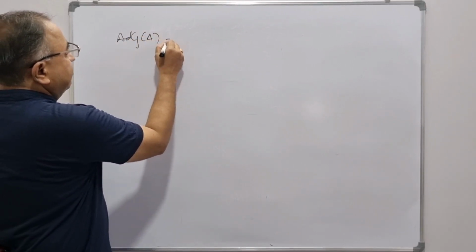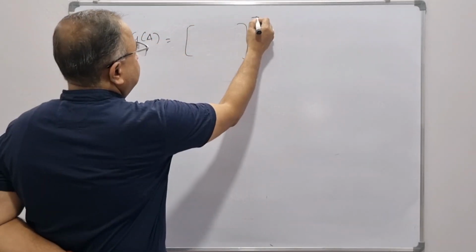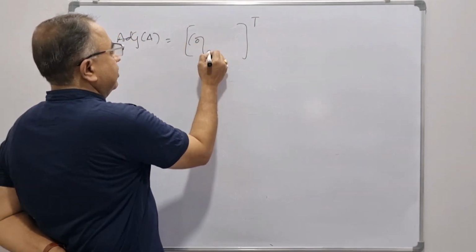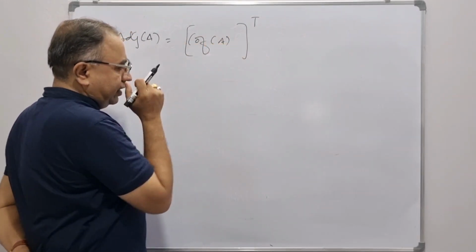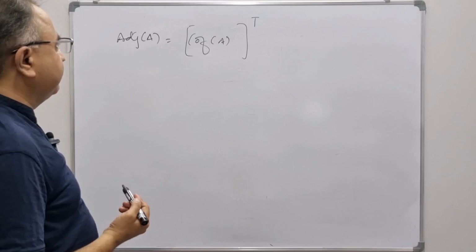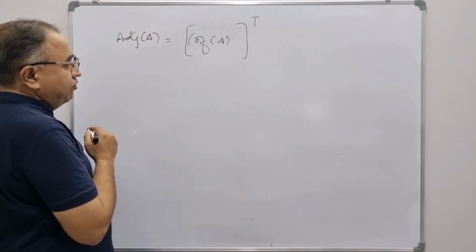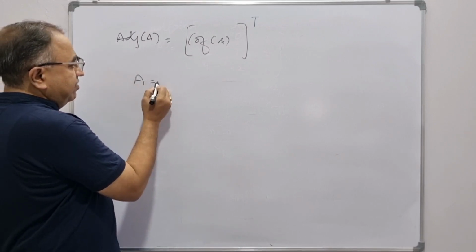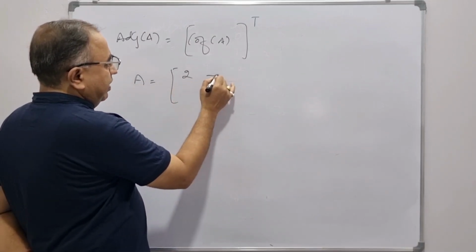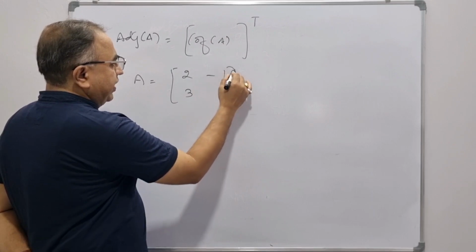Adjoint of matrix A is basically transpose of cofactor matrix of A, right? And it's defined only for a square matrix. So when you take its adjoint as a transpose of cofactor matrix, again I illustrate one more example. Suppose matrix A is of order 2, minus 1, 3, 4, and you find out its adjoint.